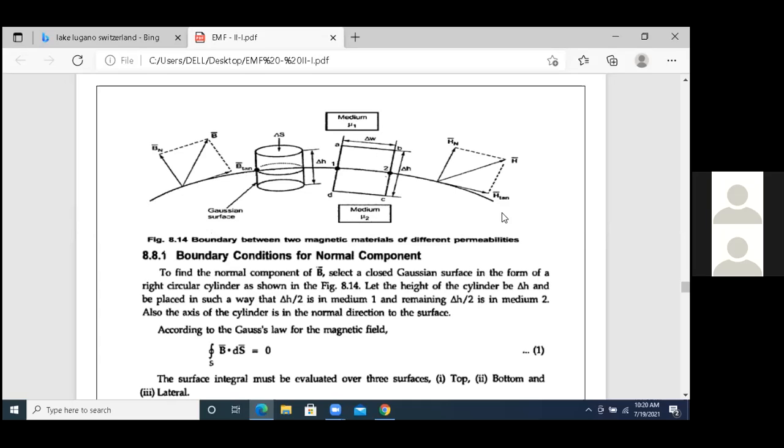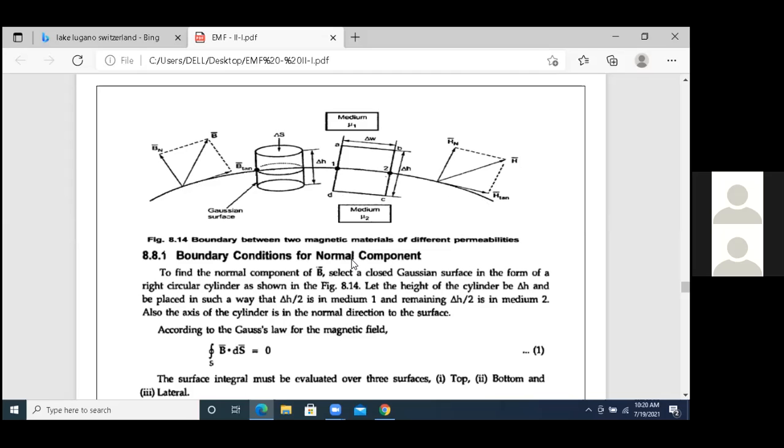First, we're going to deal with the normal component. So here, we resolve the magnetic field into the normal component and the tangential component. Normal component, tangential component. So we're going to first consider the normal component.